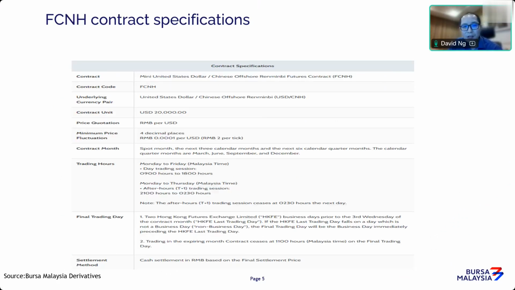Now, the Mini USD CNH is the Chinese currency futures contract. Again, this is a very small contract. The contract unit is 20,000 US dollars. Obviously, the price is quoted in CNY against the US dollar, to 4 decimal places, with each tick value at 2 RMB per tick. So every tick movement, you're looking at 2 RMB. It's again a very small contract.